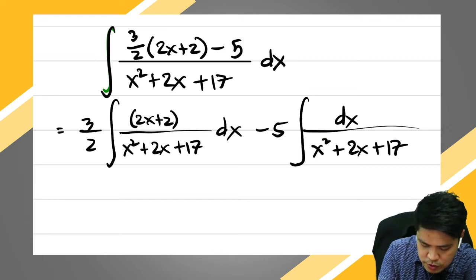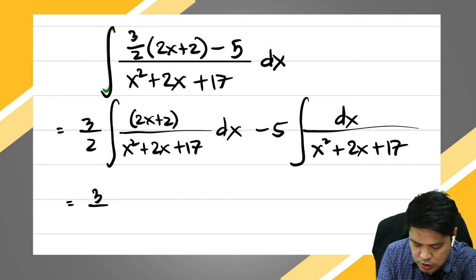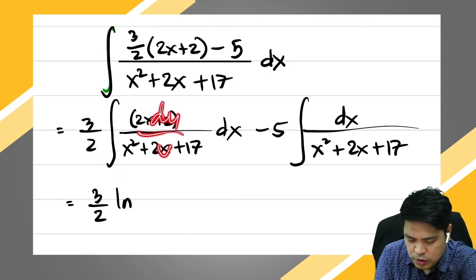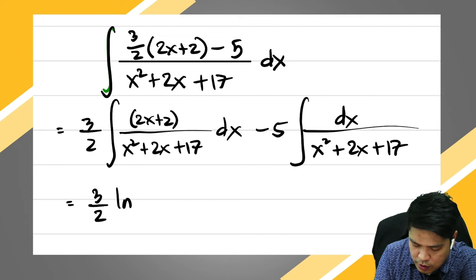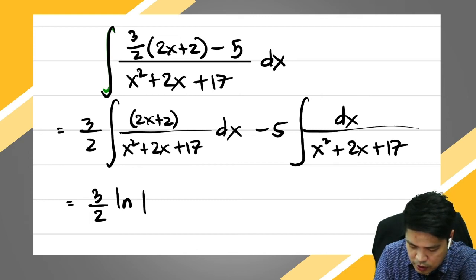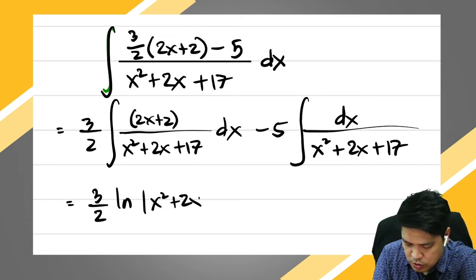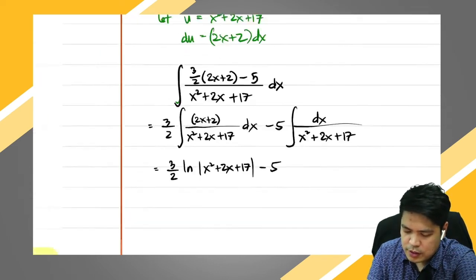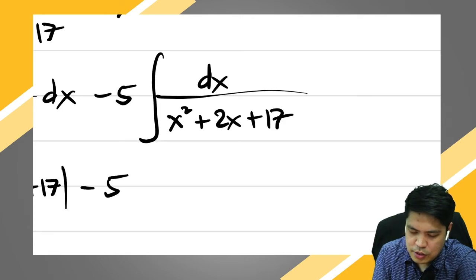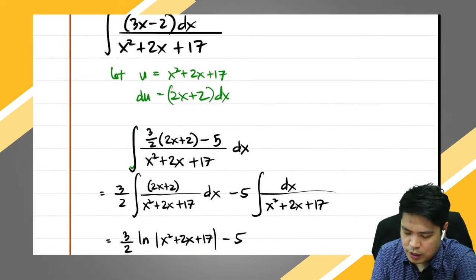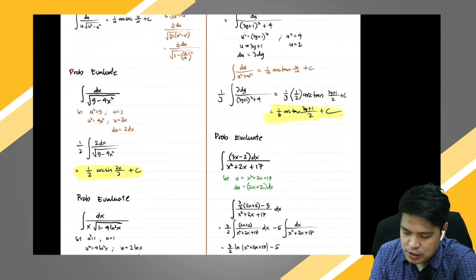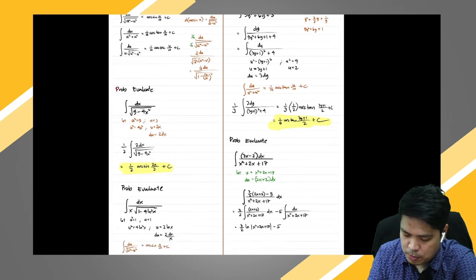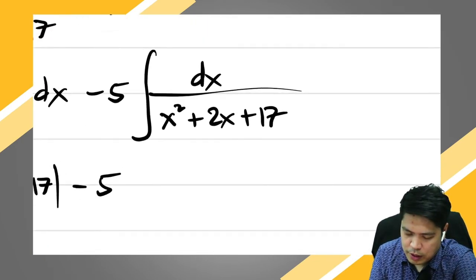Okay. So yung first term, madali na lang. That is just 3 halves times ln u because the integral of du over u is just ln u. So ln u. So ln x squared plus 2x plus 17. Okay. Then minus 5 times the integral of this. So for the integral of this, we will approach this or we will solve this using ito in the previous problem. So we'll do that by completing the squares again.